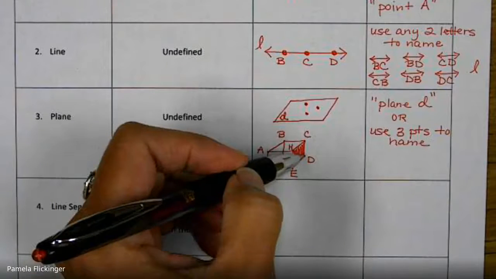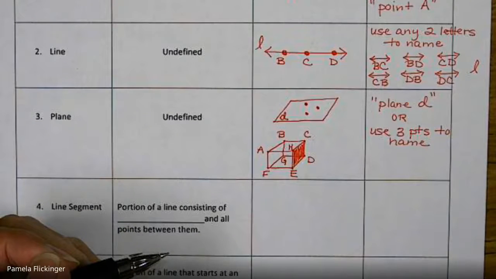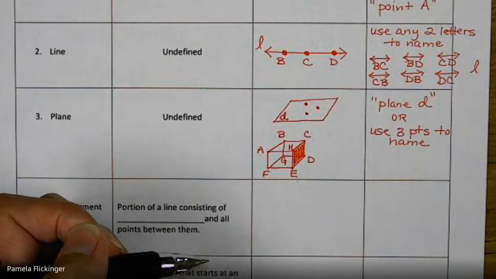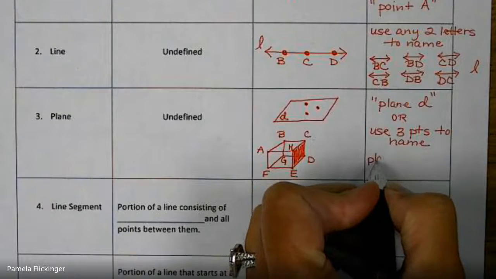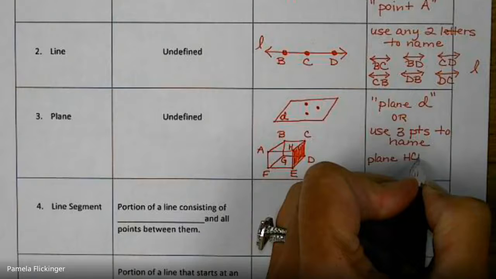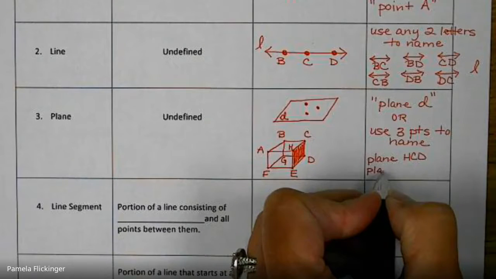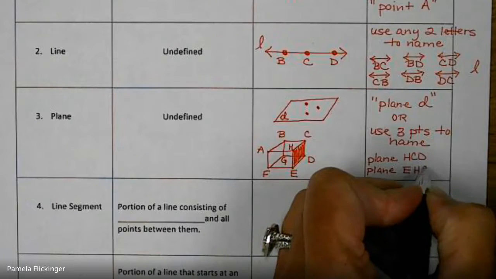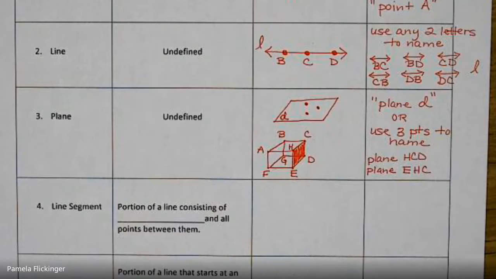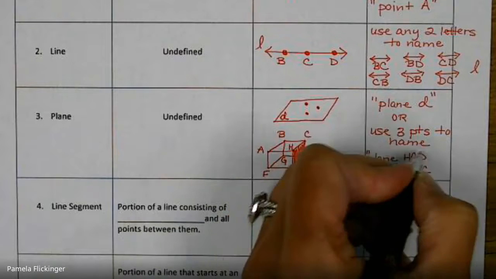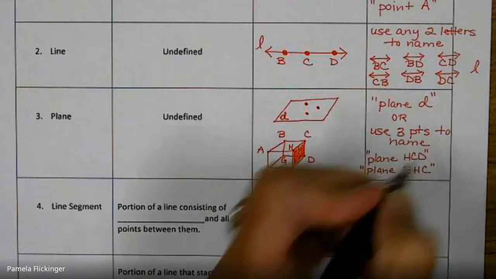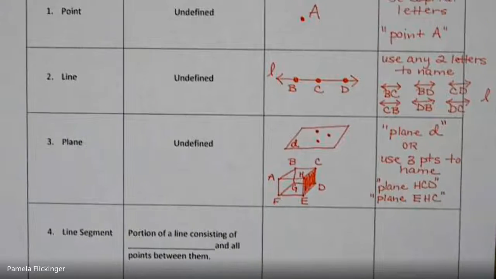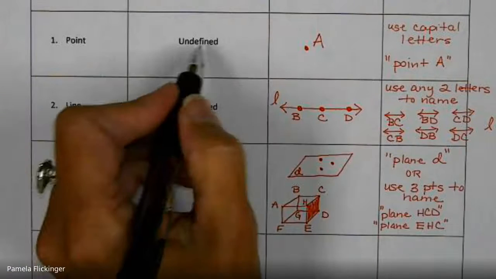Now, the side that we shaded in, if I wanted you to name that plane, we wouldn't name all 4 corners. We would just pick 3. So this could be plane, maybe we would do HCD. We might call it plane EHC. There are lots and lots of names that we can give this, all right? So let's put those in quotes because that's how we would say it, and that's how you'll also read it. Please remember, those 3 terms are your undefined terms.